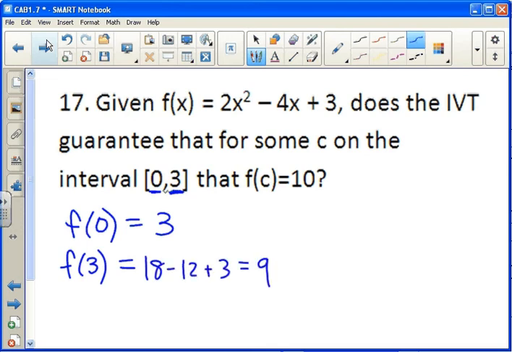Let me double check that. 3 squared is 9, times 2 is 18. 18 minus 12 is 6. 6 plus 3 is 9. Alright, so we did this correctly.